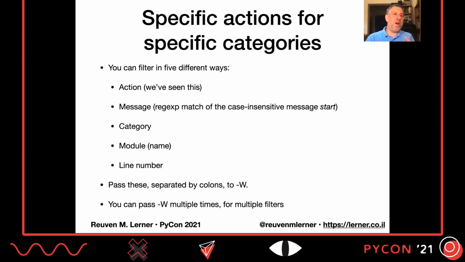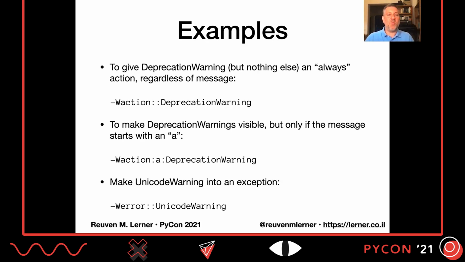If you want to pass multiple actions for multiple types of categories, you just pass -W multiple times. So for example, if I want to give DeprecationWarning, but nothing else, an always action, regardless of the message, I can say -W always, colon, double colon there means I'm going to ignore the message, DeprecationWarning. What if I want to make those deprecation warnings visible, but only if the message starts with an A, and I should add again, it's case insensitive. Then I'll put an A there between those two colons. And if I want to make Unicode warnings, anytime I encounter a Unicode warning, turn that into an exception, I'll say -W error, colon, UnicodeWarning.